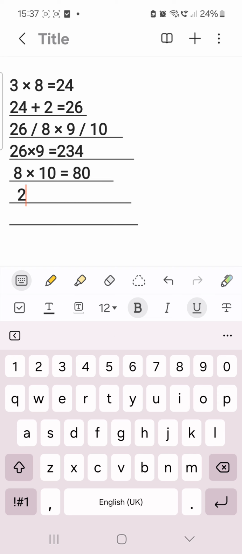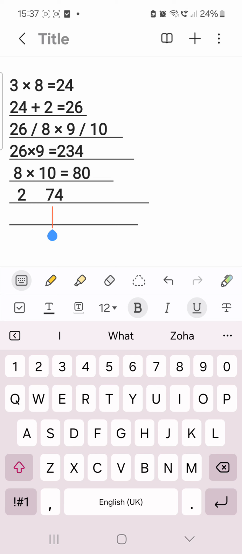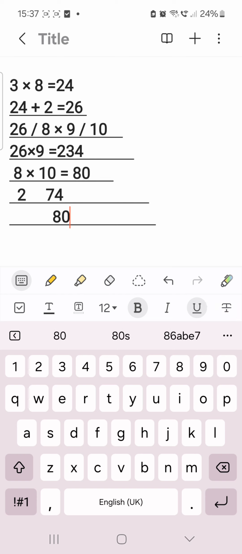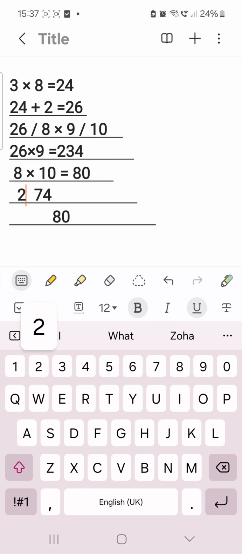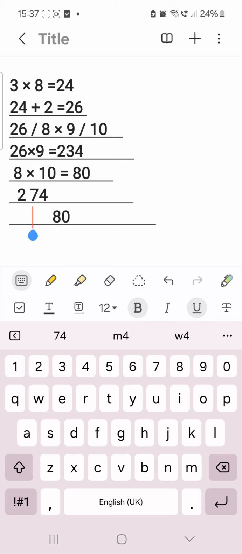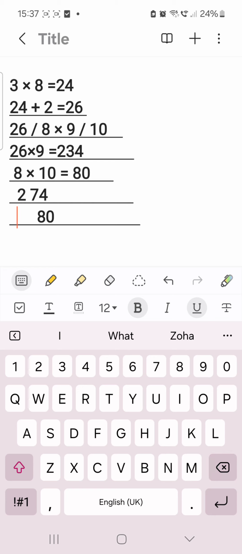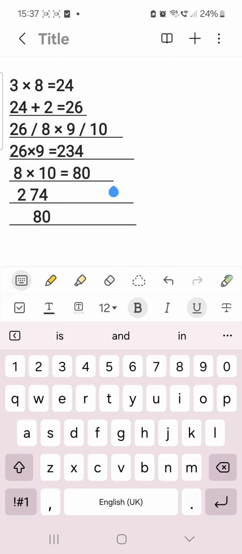So yeah. So 2, okay, that's a whole number. Then 74 over 80, because the 80 means the denominator does not change any time at all. Okay. There. So this is the answer: 2 whole and 74 over 80. But we forgot one thing.